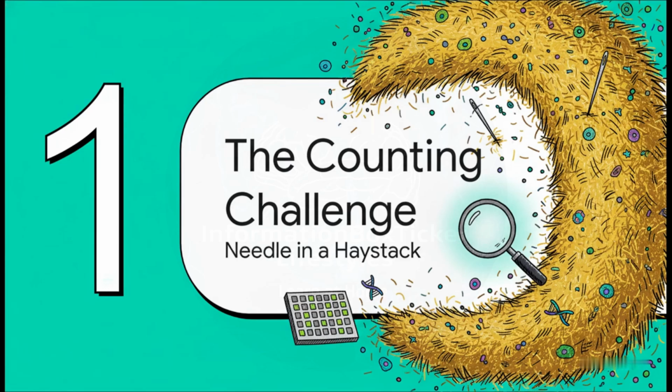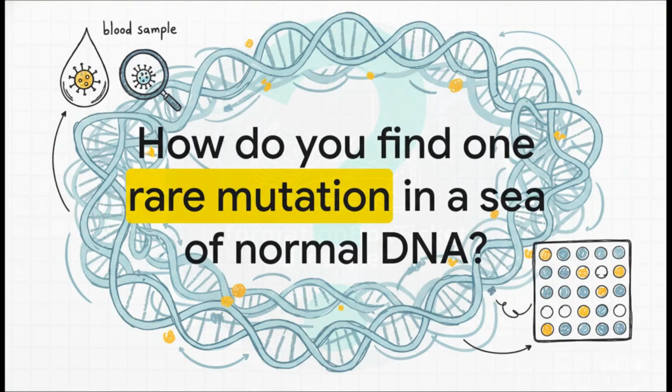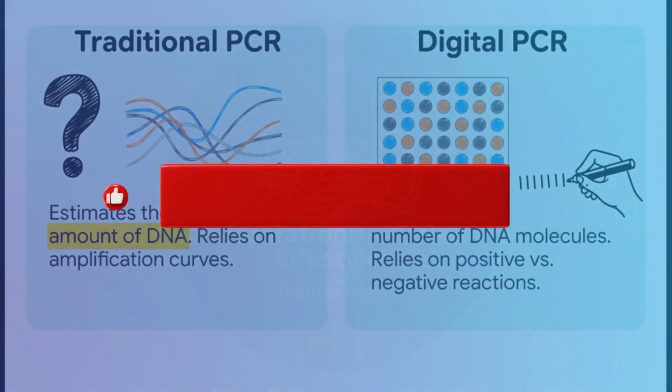And really, this is the classic needle in a haystack problem, but we're talking about it on a molecular level. Think about this for a second. Imagine you're trying to spot the very first signs of cancer from just a single blood sample. Or maybe you're searching for one lone virus particle. The thing you're looking for is there, but it's totally drowned out by millions, maybe billions of other perfectly normal DNA sequences. So how on earth do you reliably pick that one thing out? And maybe even more important, how do you count exactly how many there are?